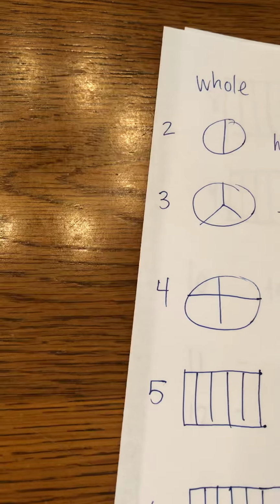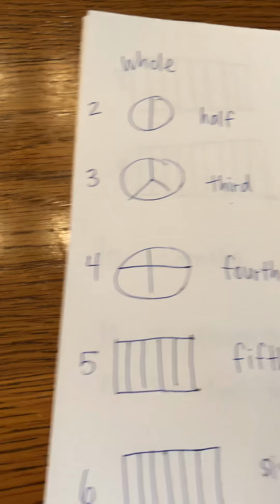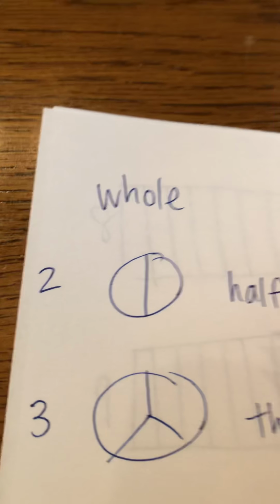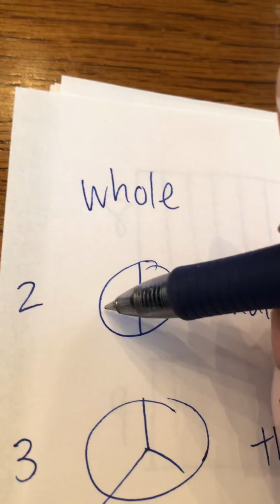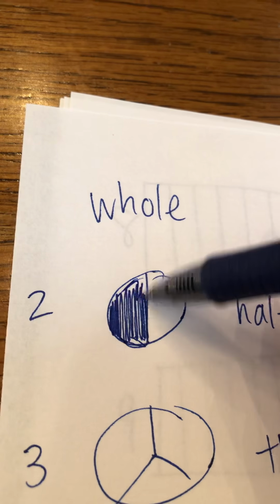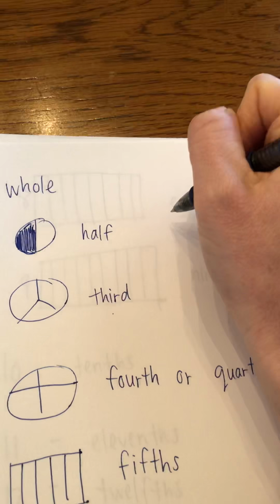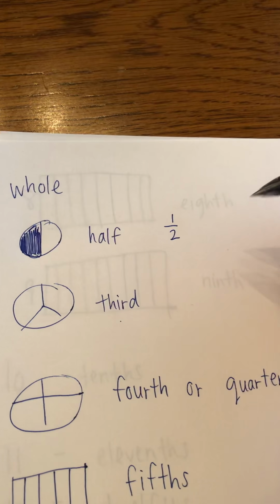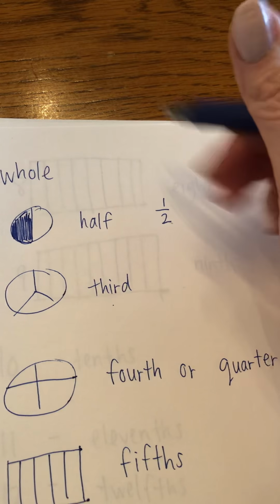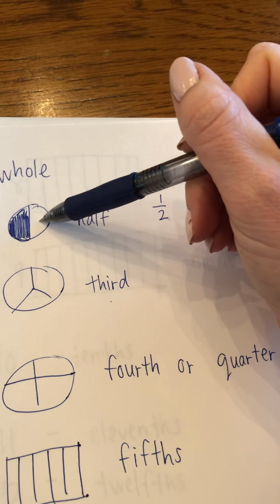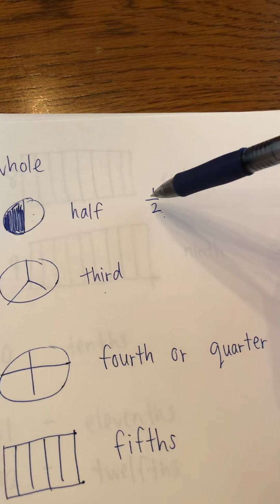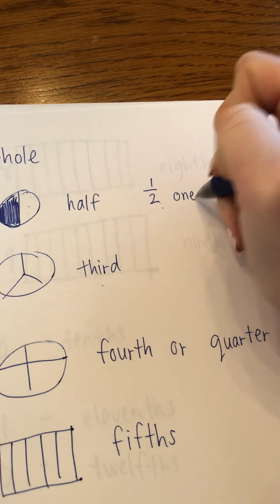Now let's go back to these and let's say I have this pizza and I eat half of it. How do I show that as a fraction? I would say 1/2. So the number on the bottom, the denominator, tells how many pieces your whole pizza is broken into. So it's broken into 2 pieces, so 2. How many did you eat? 1. So I would write this as 1/2.